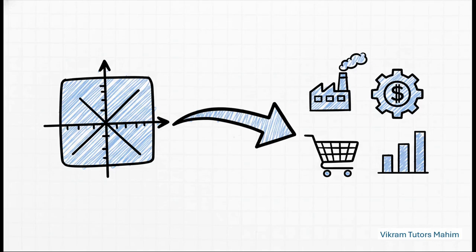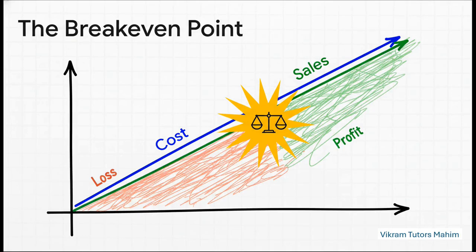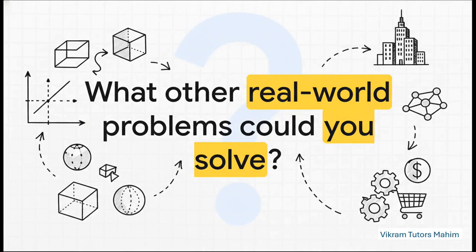But this isn't just some neat math trick. It actually solves real-world problems. For example, a business can graph its manufacturing costs against the money it earns from sales. And where those lines cross, that's the break-even point. No profit, but no loss either. For this company, that happens right when they sell exactly 40 articles. Pretty cool, huh? So it makes you wonder, what other big problems could you solve with just 2 straight lines?